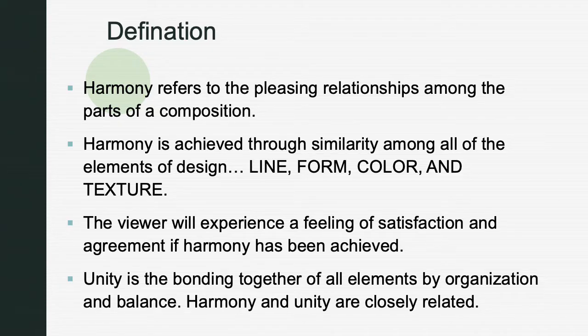What is harmony? Harmony refers to the pleasing relationship among the parts of a composition. Harmony is achieved through similarity among all of the elements of design, like line, form, color, texture, and shape. The viewer will experience a feeling of satisfaction and agreement if harmony has been achieved. Unity is the bonding together of all elements by organization and balance. Harmony and unity are closely related.